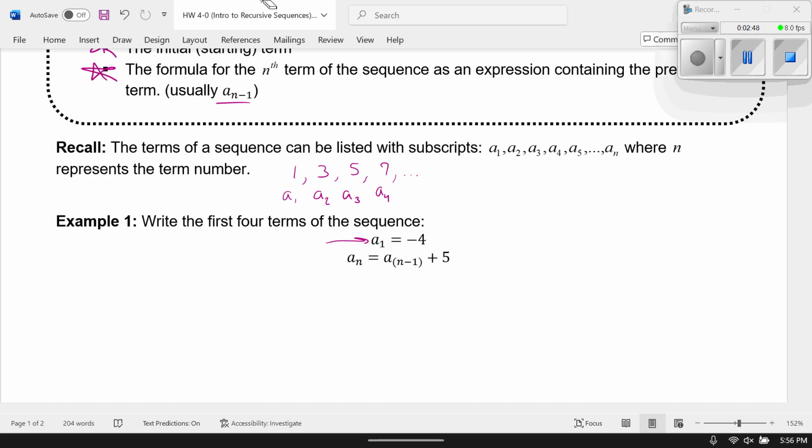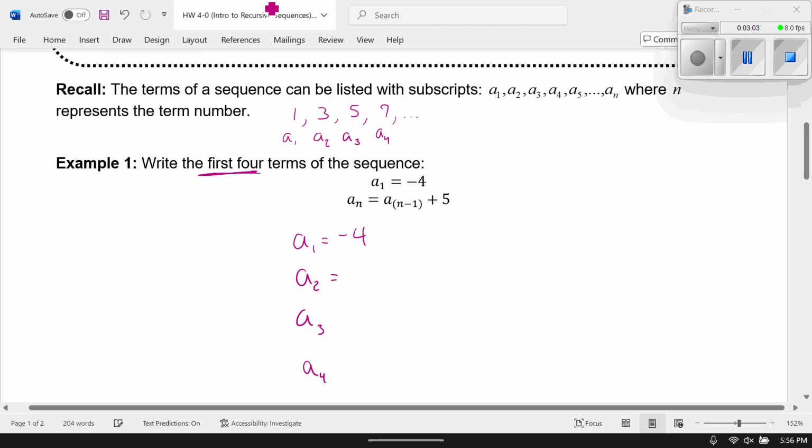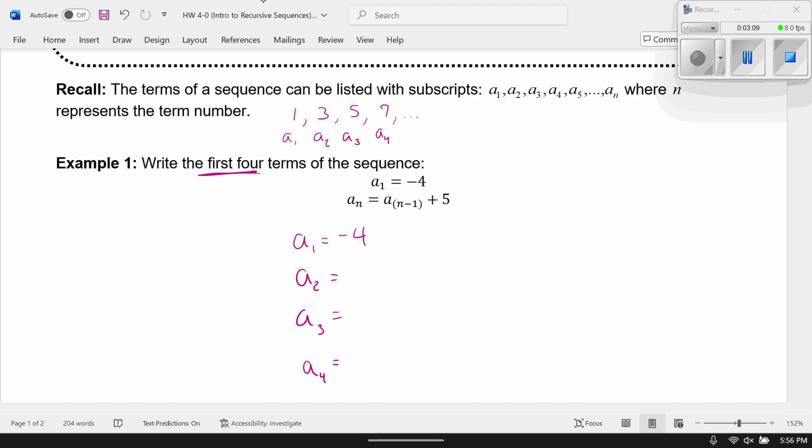We're going to take our starting term, and our goal is to find the first 4. So we're starting with A sub 1, that's first, A sub 2, A sub 3, and A sub 4. Those are the first 4 terms. If it said the next 4, that would be the second through 5th, because the first term would not be included. Anyway, the pattern is the previous plus 5. We're just going to keep repeating the pattern.